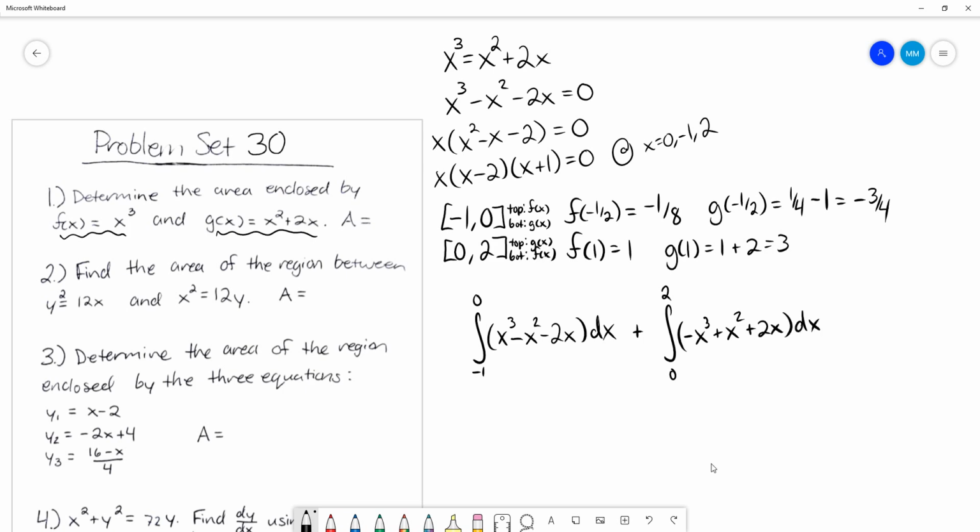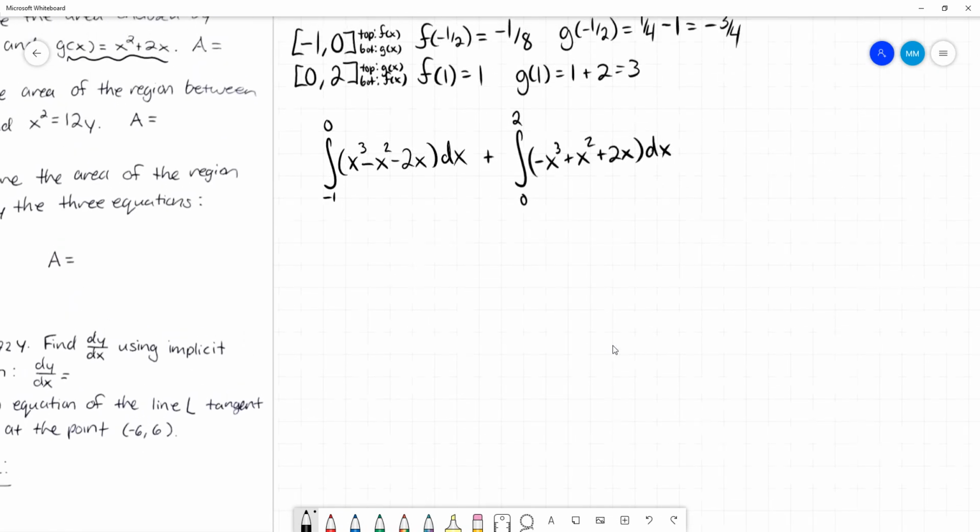And now it's just a matter of evaluating. So it's going to be 1/4 x to the 4th minus 1/3 x cubed minus, well, that would be 1/2 times 2x to the 2nd. So it's just going to be that. And that's from negative 1 to 0. And then plus, same deal in this case, except some of our signs flip around, right?